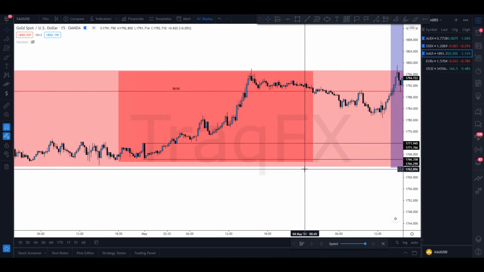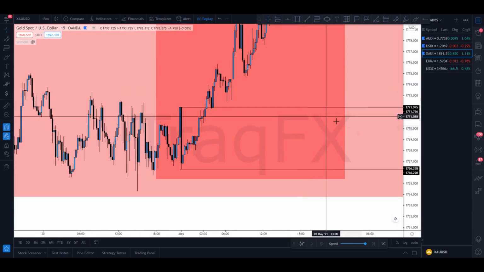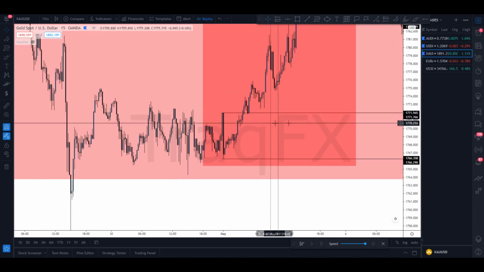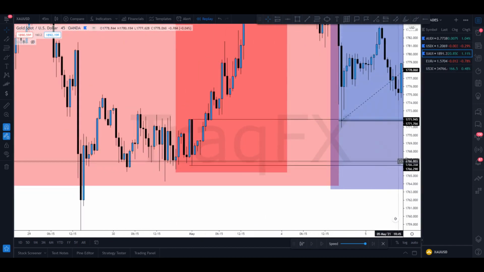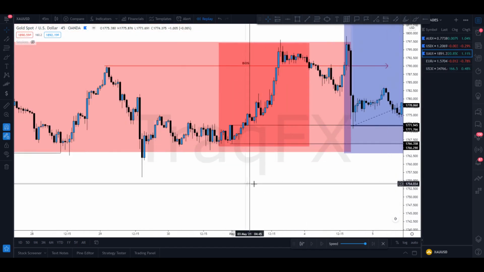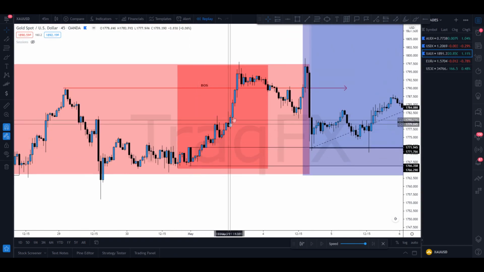Well, let's zoom in. I looked for that last institutional down candle before the major move up. Now, it did not look like that from there. Let's go down to the 45, and this is what it looked like. On the 45-minute, this is that last institutional down candle before the major move up.